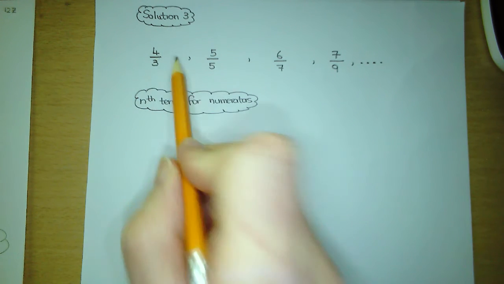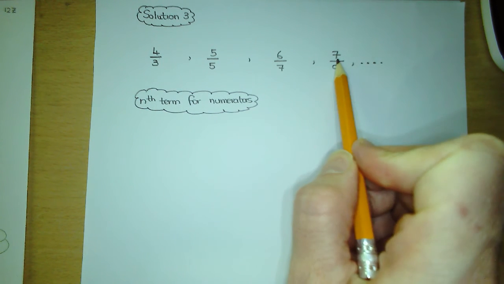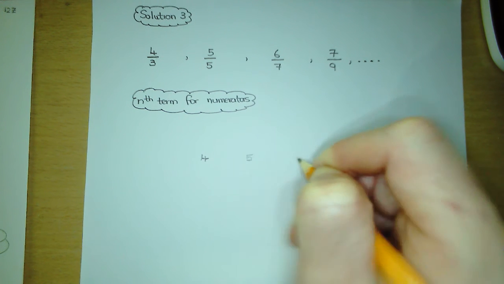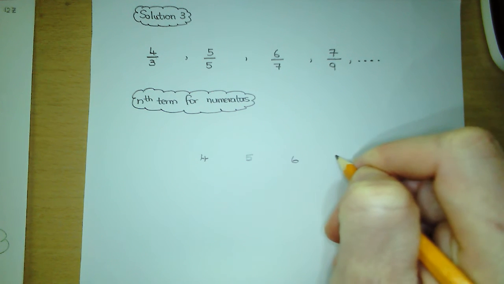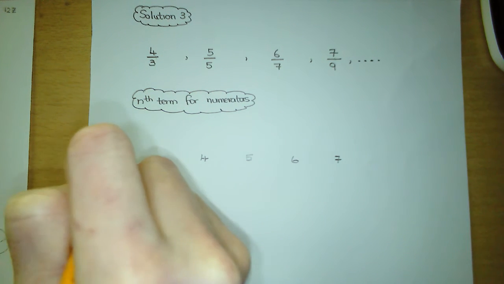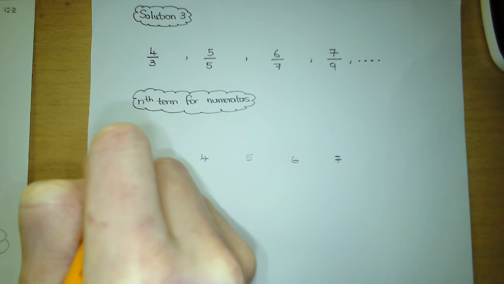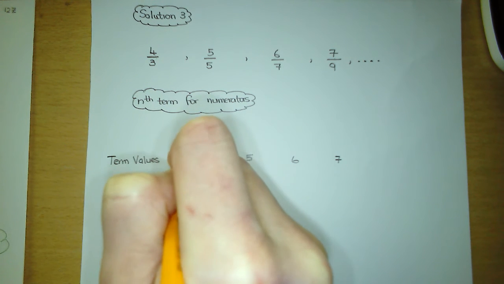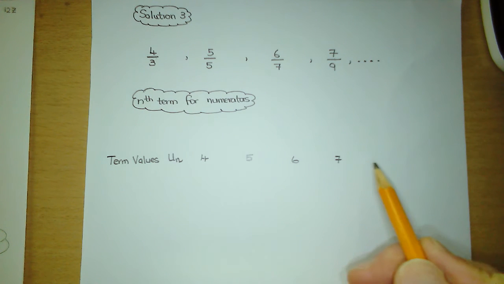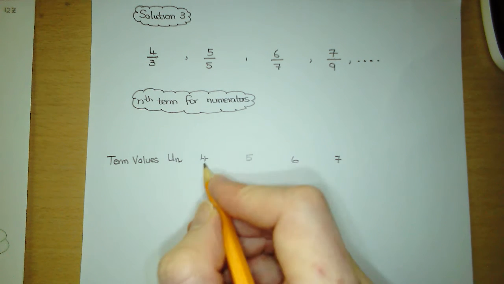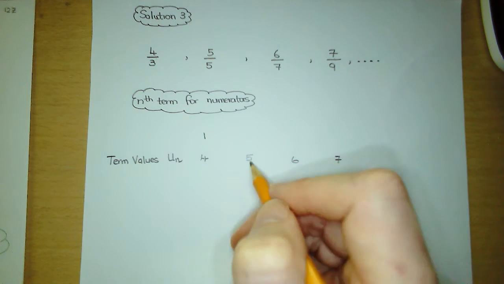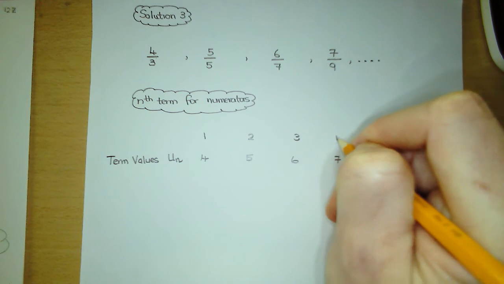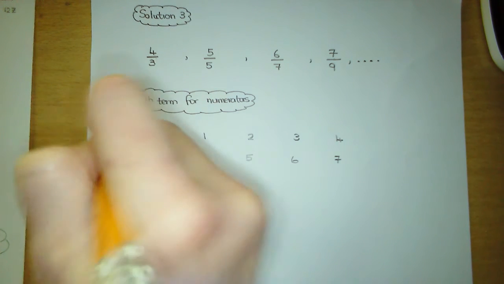So we're going to write down the term value of each numerator. So we've got 4, 5, 6, and we've got 7. And then we'll just label those. Those are the term values, and that's un for short. Above the term values, we're going to write down the term numbers. So 4, that's the first term, 5 is the second term, 6 is the third term, and 7 is the fourth term. So those are our term numbers, n.